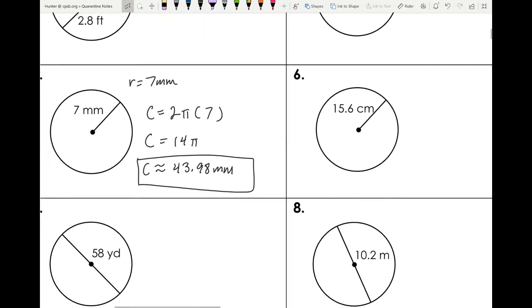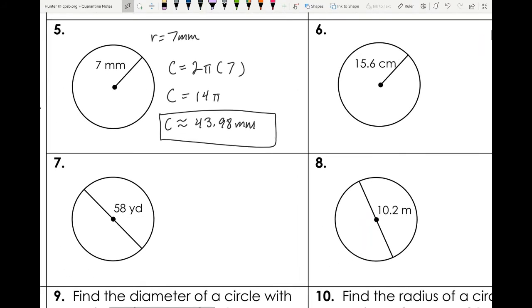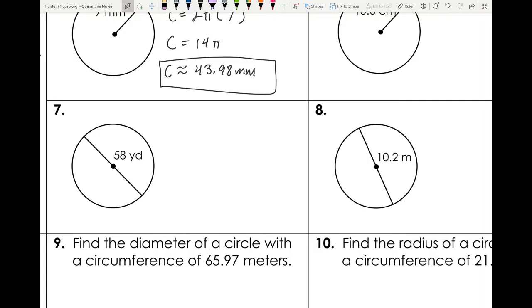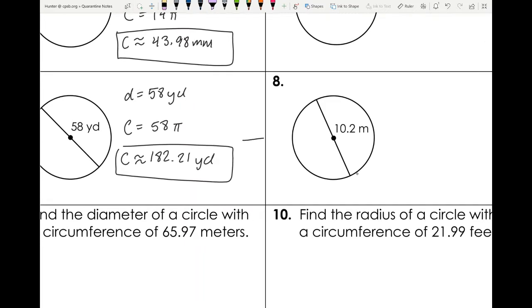Okay, so I'll leave 6 for you to do. It's very similar to number 5. Number 7, in this case, we're given that the diameter is equal to 58 yards. So using the formula for circumference that deals with diameter, we will just say that the circumference is pi times 58. So the circumference is approximately 182.21 yards. From there you can do number 8 very similarly as well.